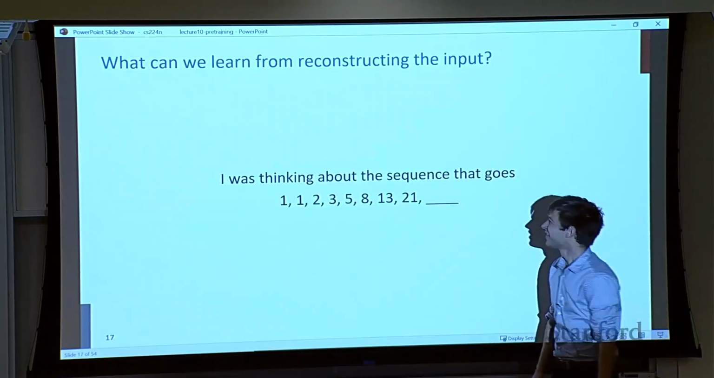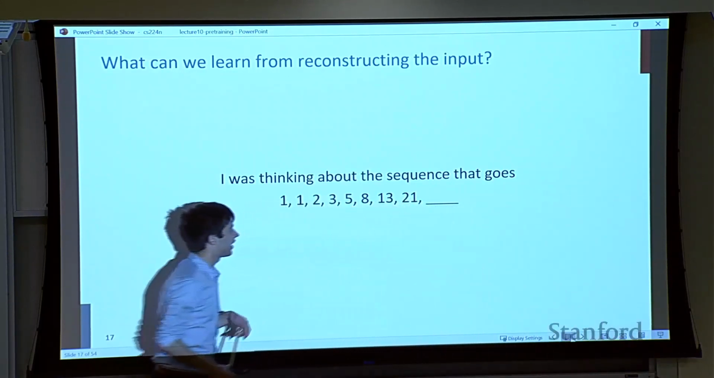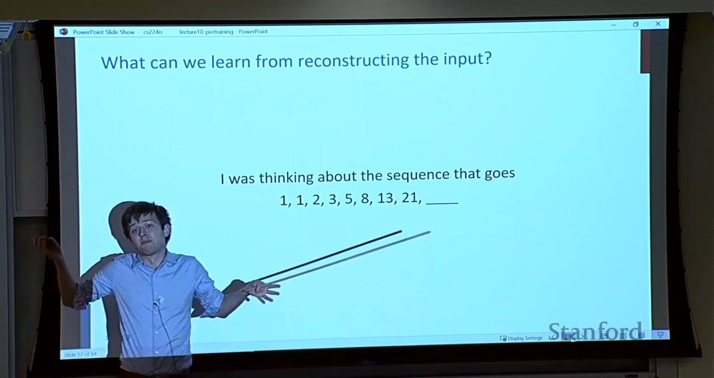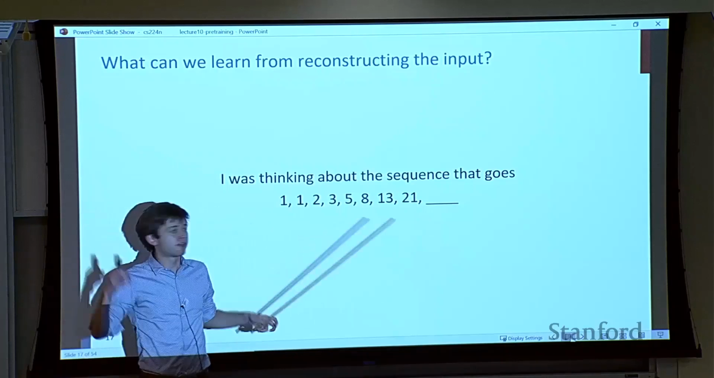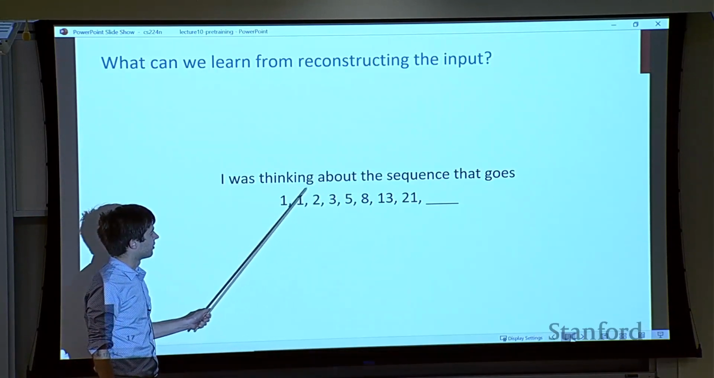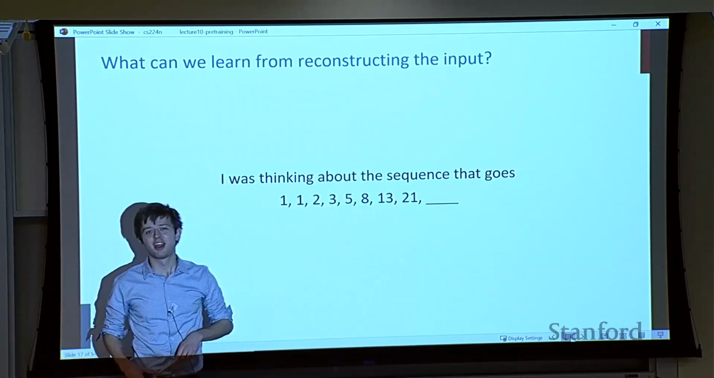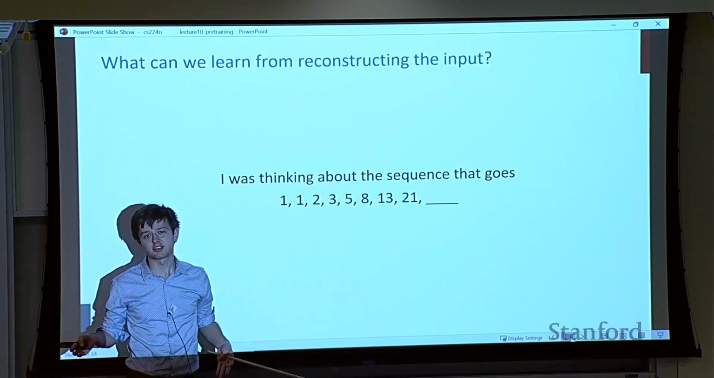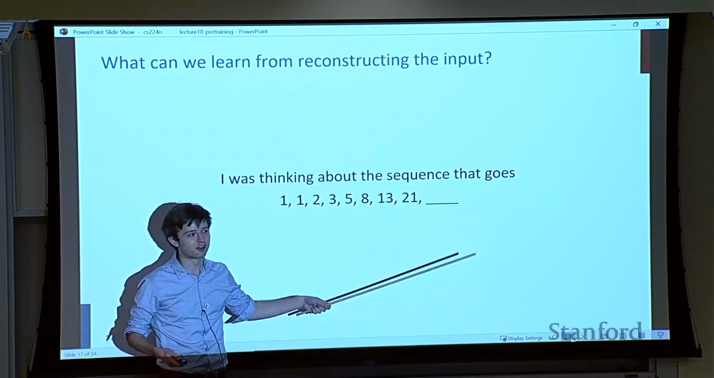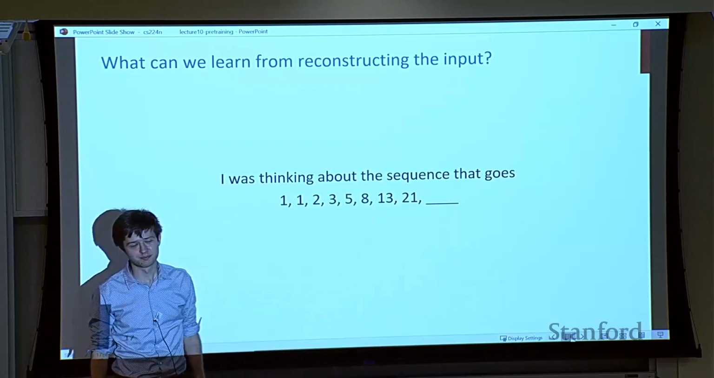Now, this one. Here's a sentence. I was thinking about the sequence that goes 1, 1, 2, 3, 5, 8, 13, 21, blank. Right? I can imagine people writing stuff. So this is the Fibonacci sequence. You sum these two to get the next one, sum these two to get the next one, sum these two, right? And so you have this running sum. It's a famous sequence. It shows up in a lot of text on the internet. And in general, you have to learn the algorithm or just the formula that defines the Fibonacci sequence in order to keep going.